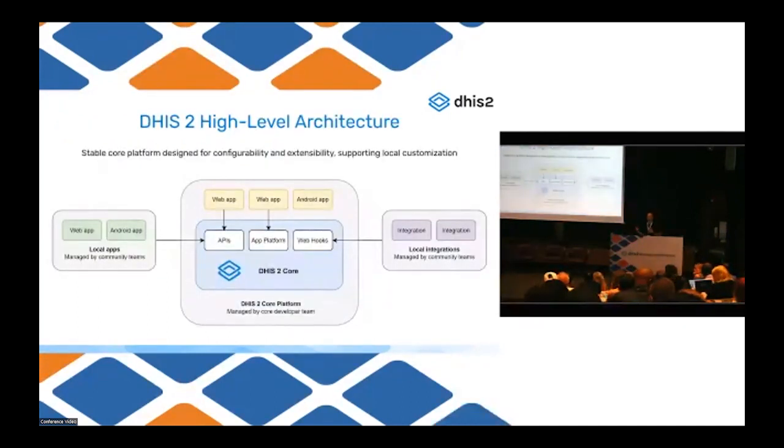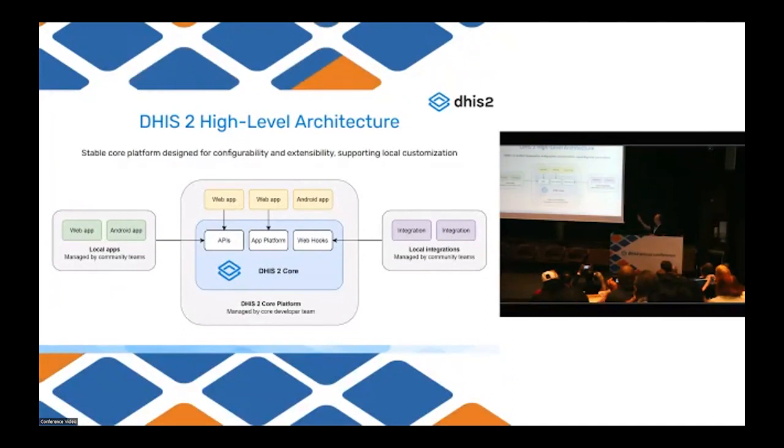So how does this translate then to the architecture? All this strategy, we're trying to inform the architecture, right? So what you're looking at here is a very high level overview of the architecture of DHIS2. A bit simplified, of course, but from a high level. What you see in the blue part there is the core platform. This is the backend core DHIS2 platform that stores the data and has all the business logic, et cetera. The white areas there are what enables this extensibility and integration. So we have APIs, we have the app platform, we have webhooks, we also have other things that are the enablers of extensibility and local customization. So these are the things that allow you to plug in and extend.